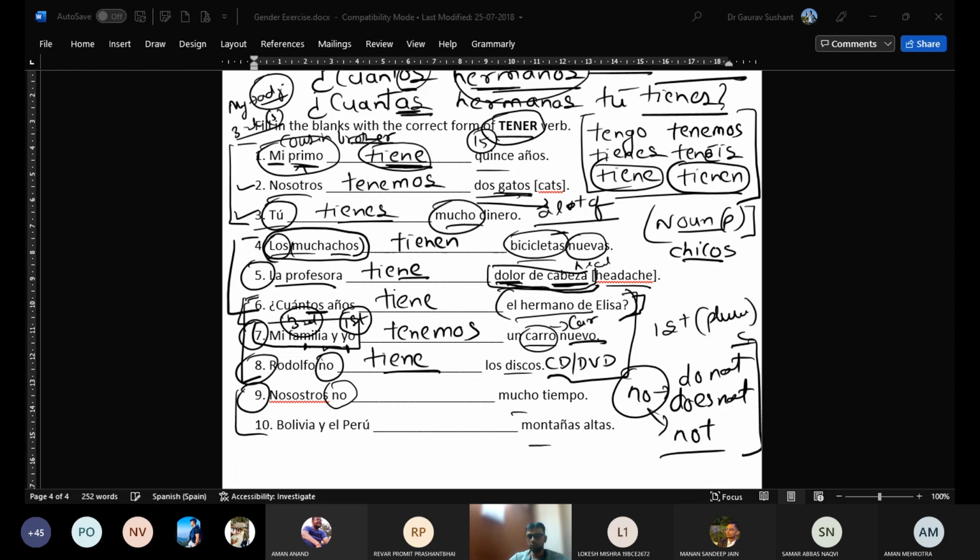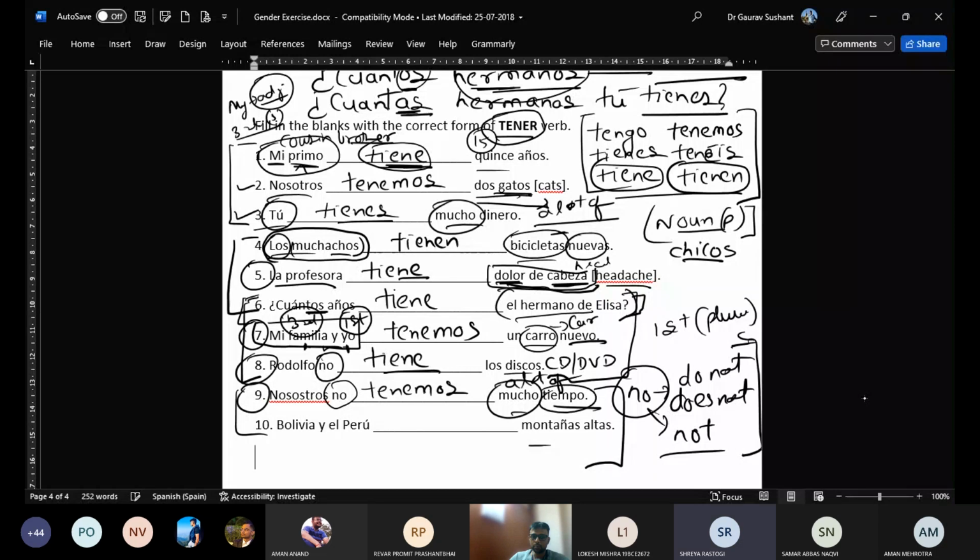Okay, number 9 and 10. So let me ask somebody again. Shreya Rastogi, can you try 9 and 10? Yes, sir. Ninth will be: Nosotros no tenemos mucho tiempo. So we do not have, what do you think mucho is? A lot. Tiempo is time. So we do not have a lot of time, or we do not have much time. Number 10, I'm not sure, let us try.